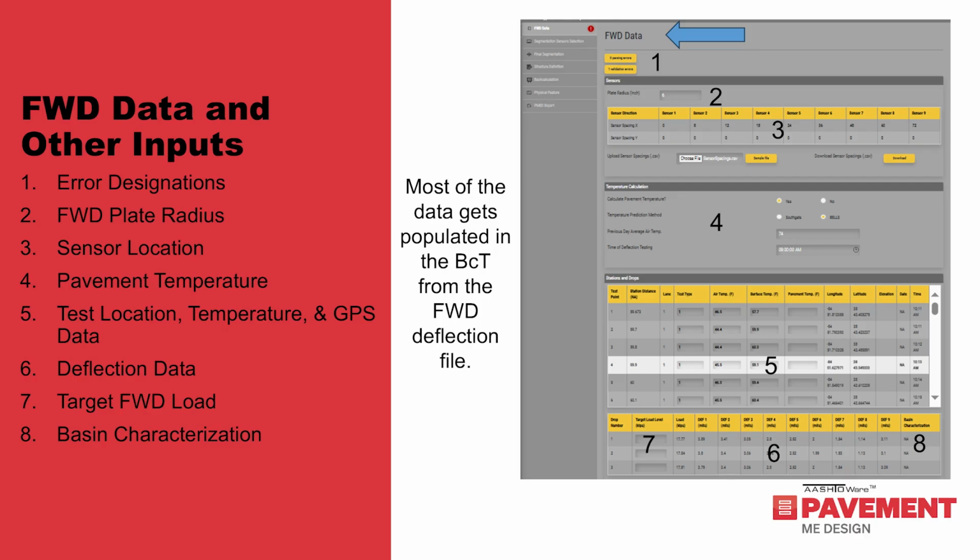FWD plate radius. Sensor location. The sensor locations are defined by an X and Y axis coordinate system. Pavement temperature calculation. Test location, temperature, and GPS data. Deflection data. Target FWD load. Basin characterization. Each of the FWD data inputs will be explained further in the following slides.